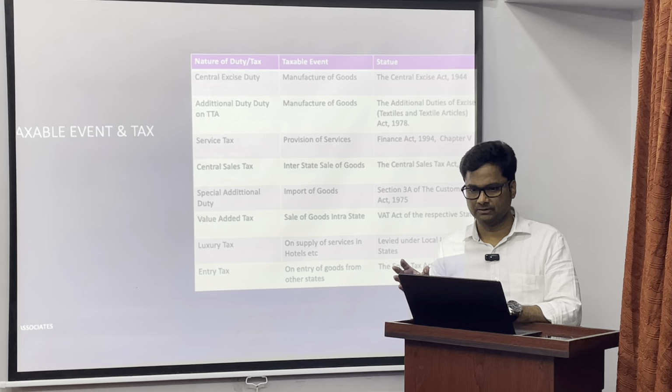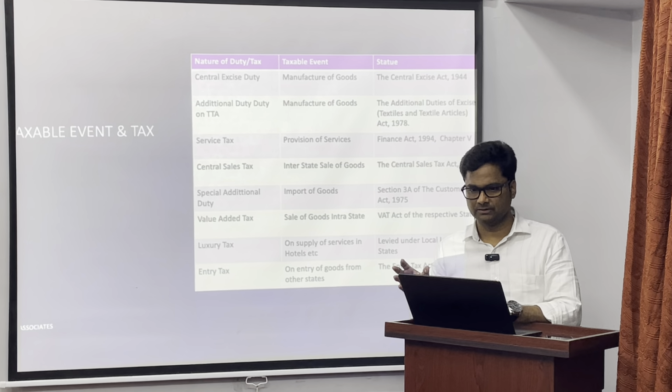GST means one law, right? That means there should be one tax. Many countries have adopted one rate also. If you look at Singapore, they have one single rate, 7%. Whether you buy rice or BMW, 7%. Across the country, one rate, one nation, one tax, one indirect tax, one rate. It's over. Take input tax credit, pay output tax. It's done.